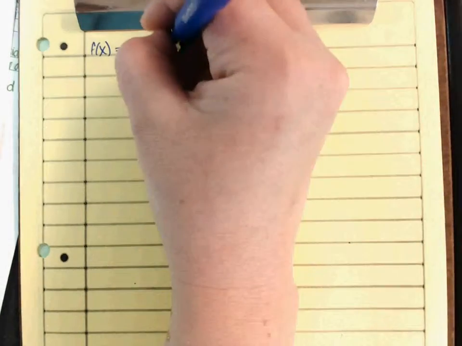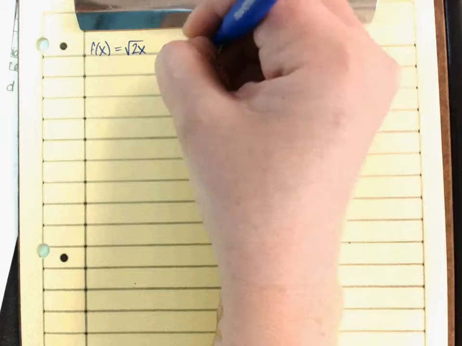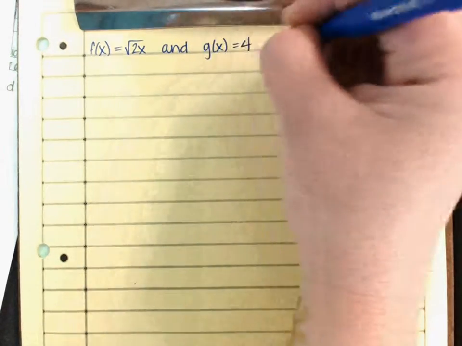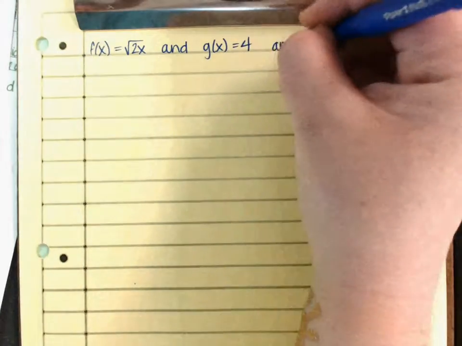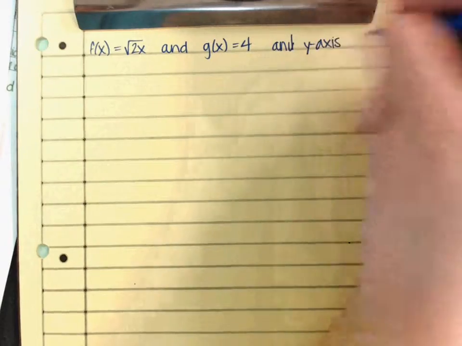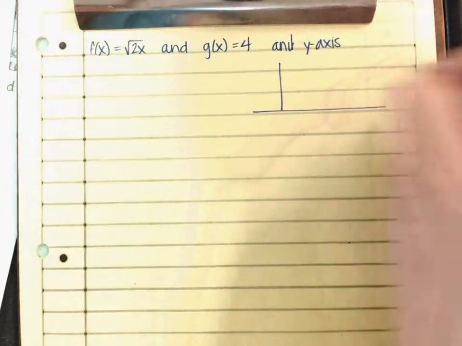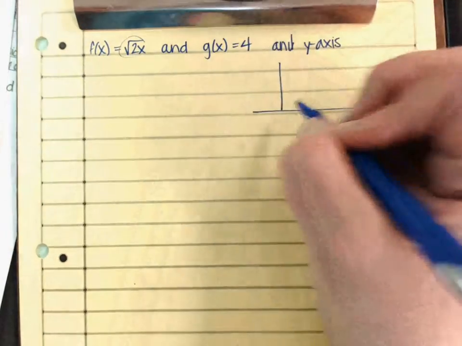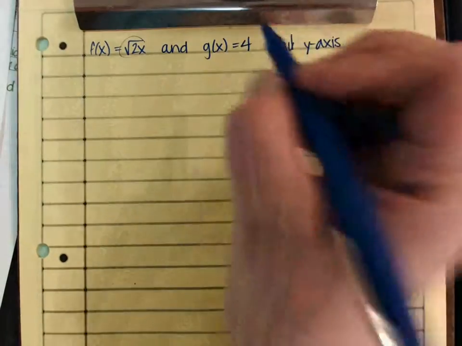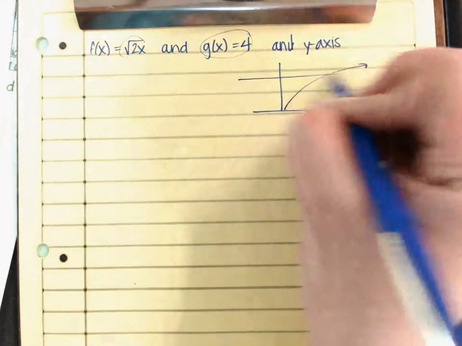Last one, let's say that you have f of x equals root 2x and g of x equals 4 and the y-axis as your third side. So let's think about the graph of this for a second and why you even need a third side. Square root 2x goes like that. g of x equals 4 is flat.